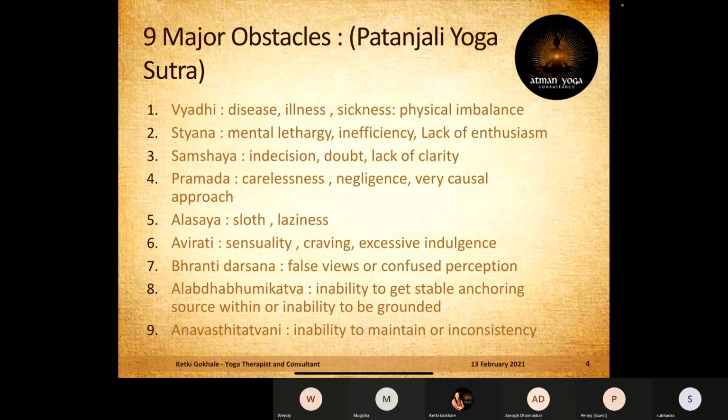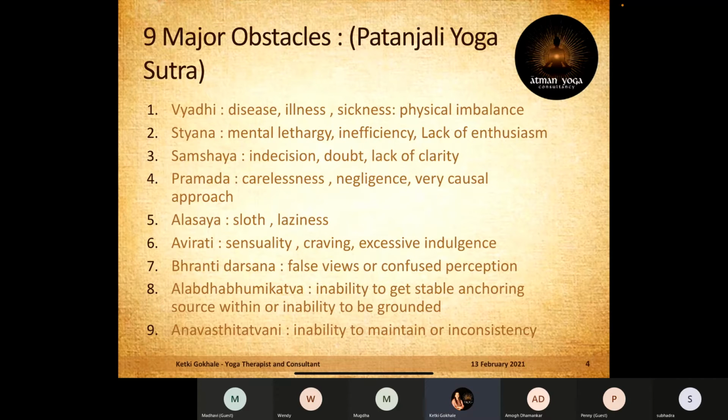The first one is Vyadhi, which is disease, the physical illness, sickness, or the physical imbalance. Usually this happens maybe due to the imbalance in Vata, Pitta, and Kapha, the three doshas. Because these three doshas are not balanced, there can be disease or pain in the body, a feeling of helplessness because of the chronic pain, you just feel hopeless.